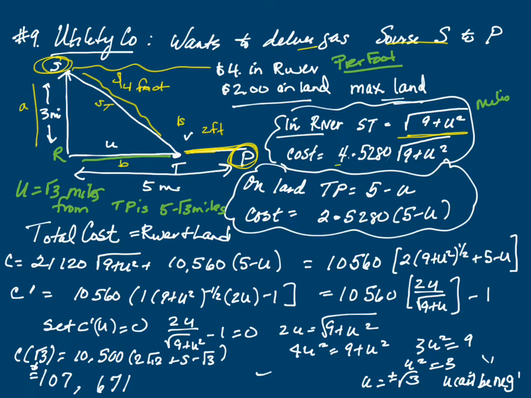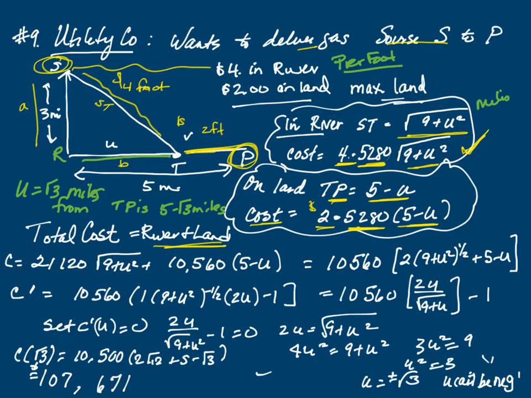So the cost would be $4, and it's per foot instead of miles. So we have to multiply it by 5,280, which is times the square root of 9 plus u squared. So that would be the cost of it to cross the river. On land, the length of TP is 5 minus u, and the cost would be $2 a foot, so times 5,280 times 5 minus u.